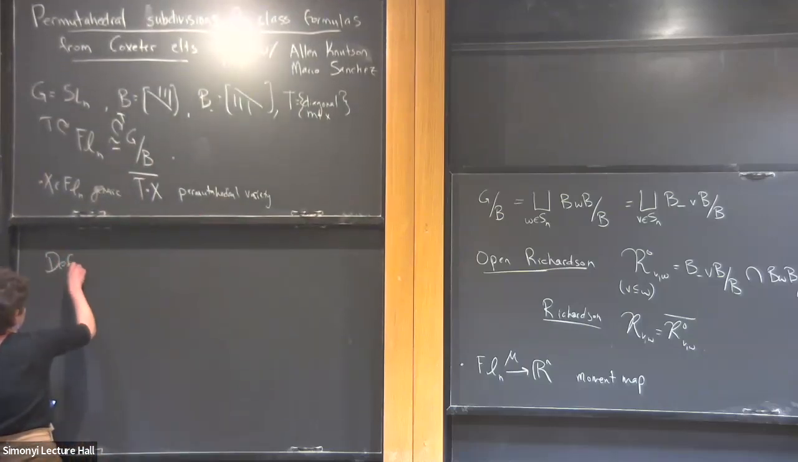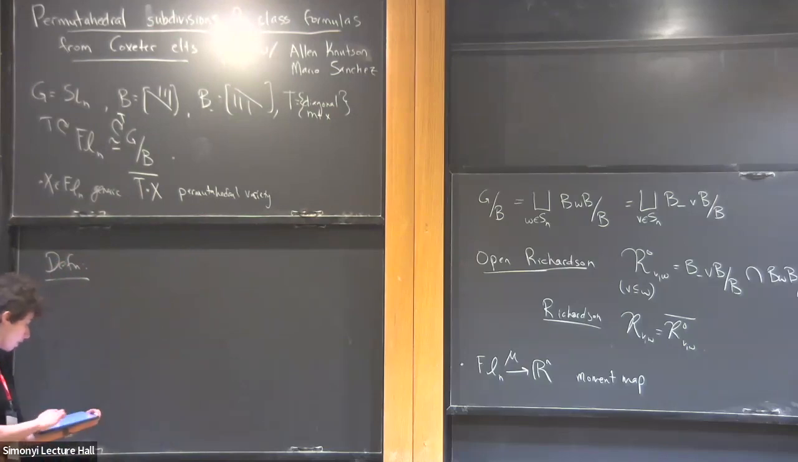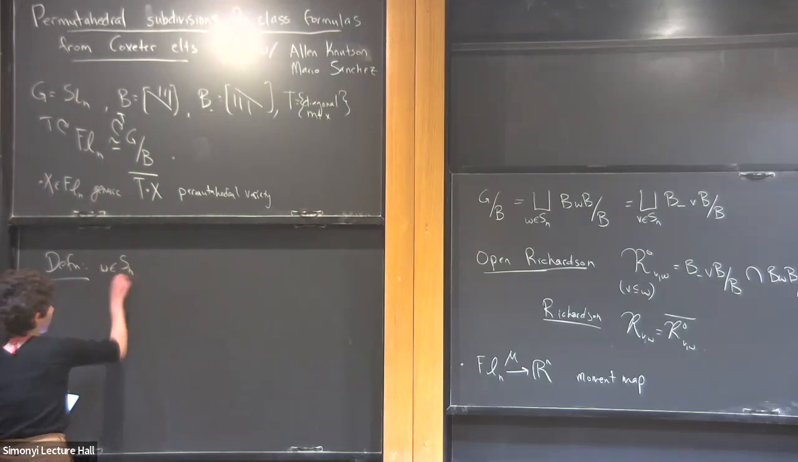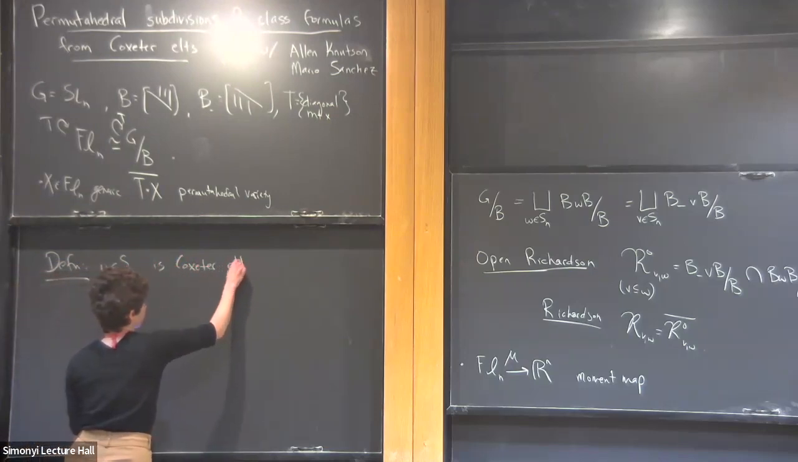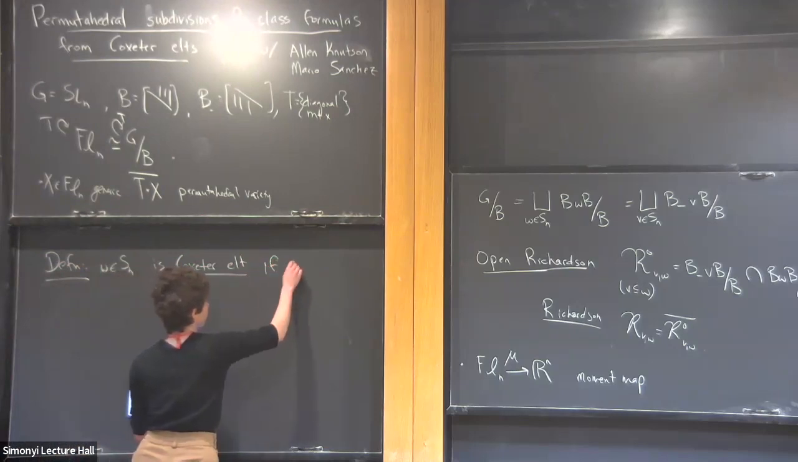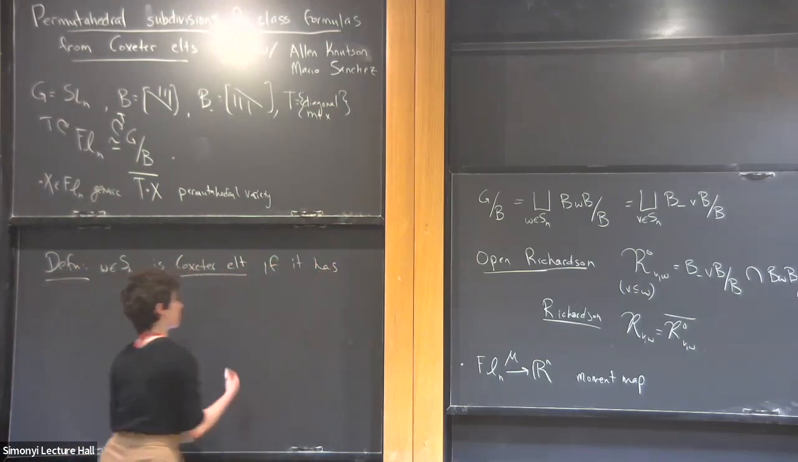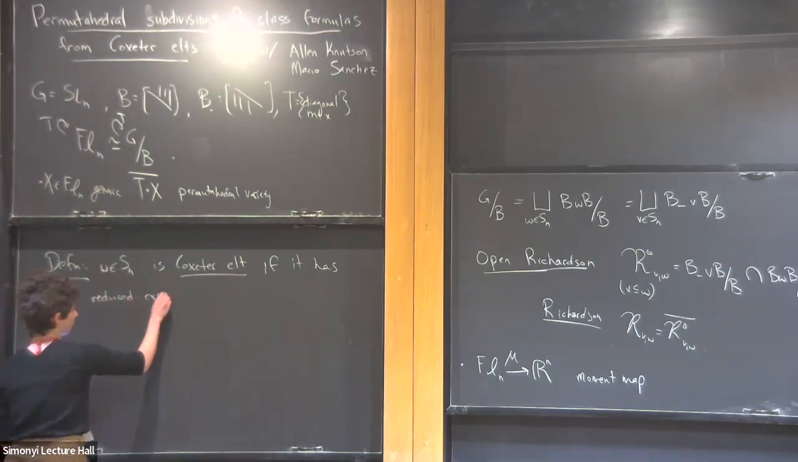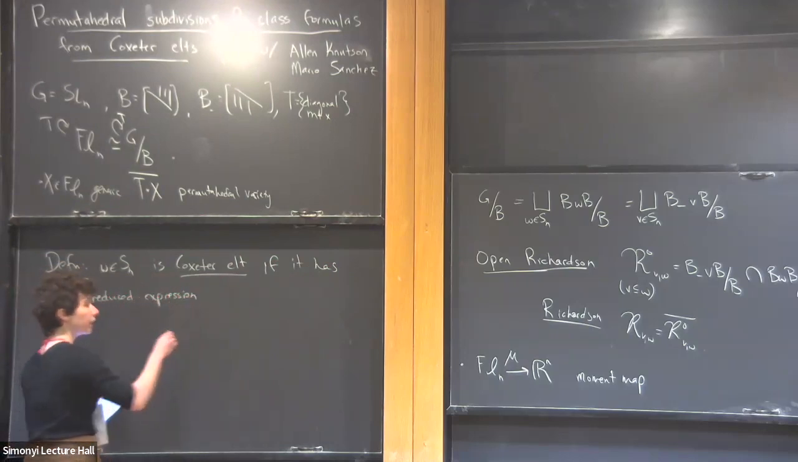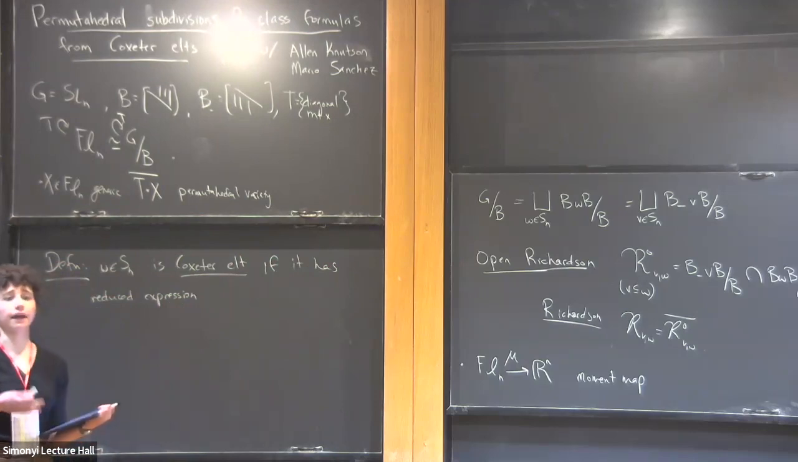Last thing, very quickly, is Coxeter elements. A permutation is called a Coxeter element if it has a reduced expression where each simple transposition appears exactly one time.